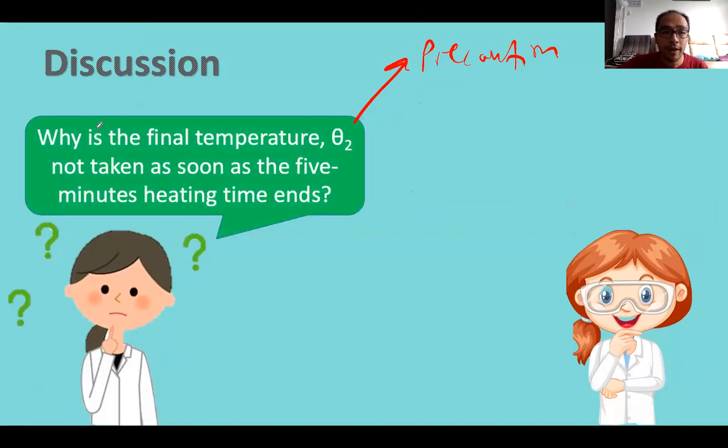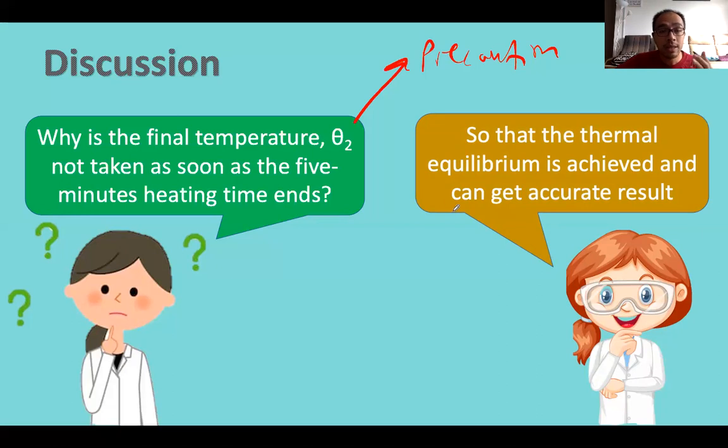Second one, why is the final temperature not taken as soon as the 5 minutes heating time ends? If you take a look at your textbook, step number 9 says, after 5 minutes, switch off the immersion heater. Record the highest temperature reading as the final water temperature. After you turn off at 5 minutes, the temperature is still going to rise, obviously, because there's still a little bit of heat being given. So we wait for a while until you reach the highest. This is where thermal equilibrium comes in. The water heater provides the heat.